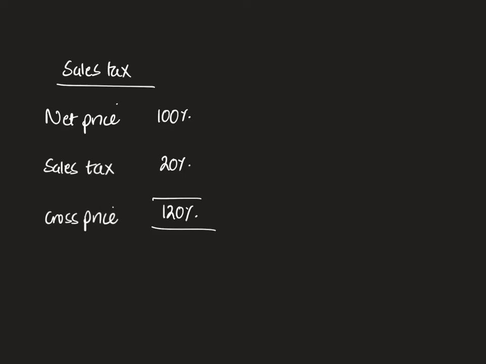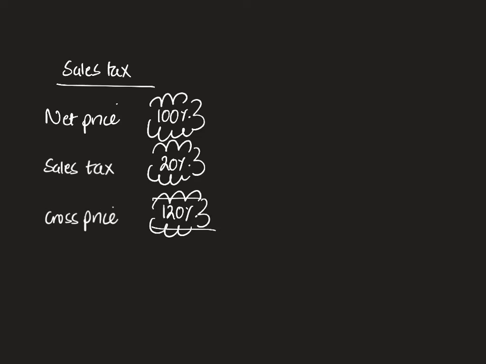The best way to understand sales tax is to think about the cost structure that feeds into it. So, for instance, whenever you have sales tax being applied, you can always assume that the net price will represent 100%. Now, if we have a sales tax, say, of 20%, we know that the total of the 100 plus the 20 will give us the gross price of 120%.